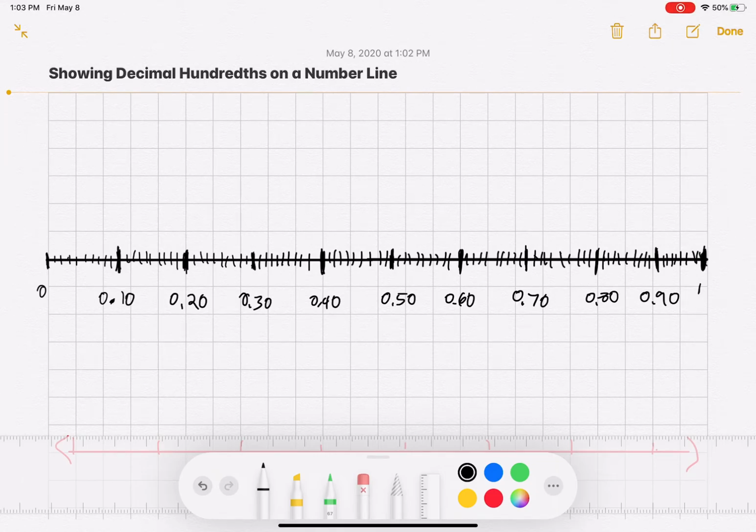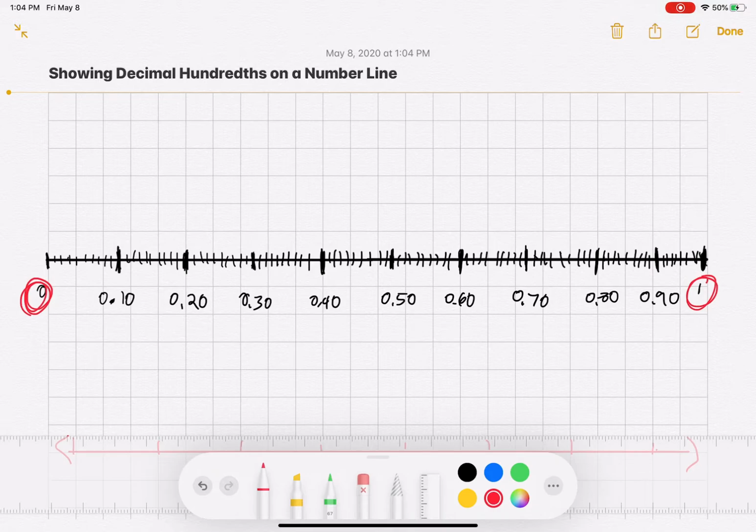All right, so we're showing decimal hundredths on a number line. Very exciting. So you'll notice that instead of having the number line divided into places where it says 1, 2, 3, 4, notice the 0 is here and 1 is here. So this is like we took a magnifying glass and we expanded a ruler from 0 to 1, and we're looking inside of those measurements.